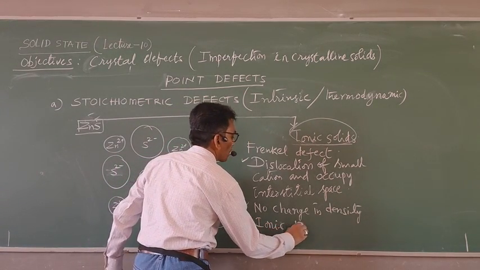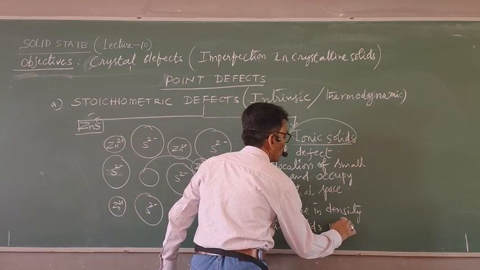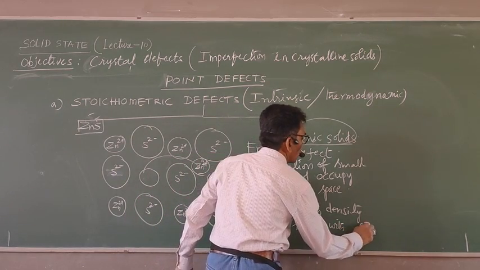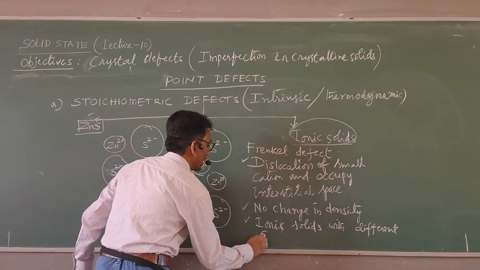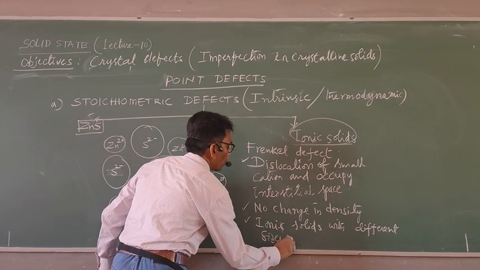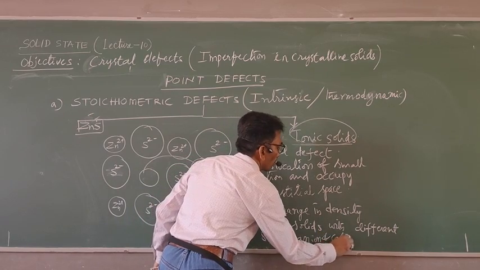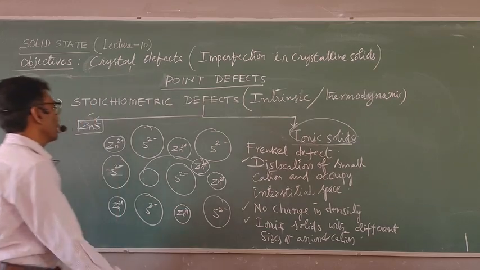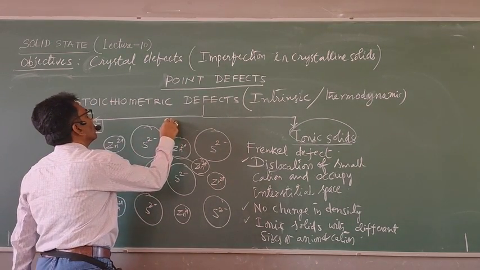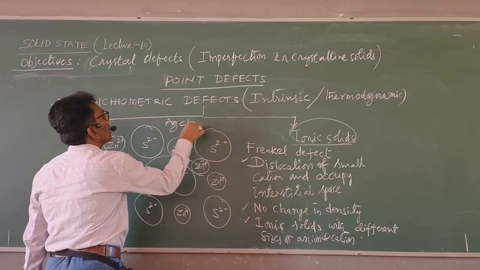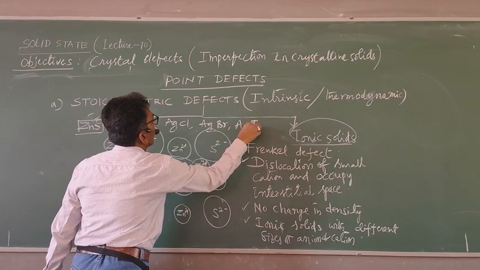Ionic solids with different sizes of anion and cation. Example, ZnS and other examples: silver chloride, silver bromide, silver iodide, silver salts.